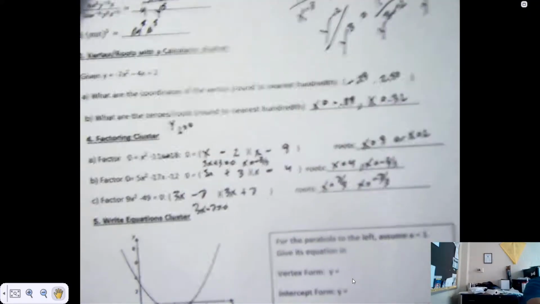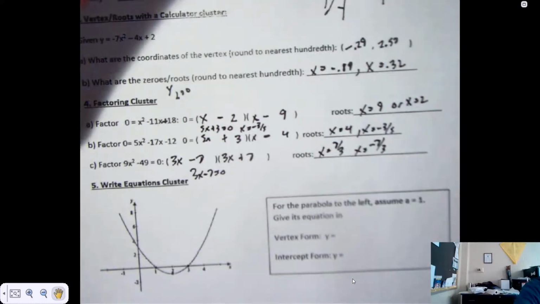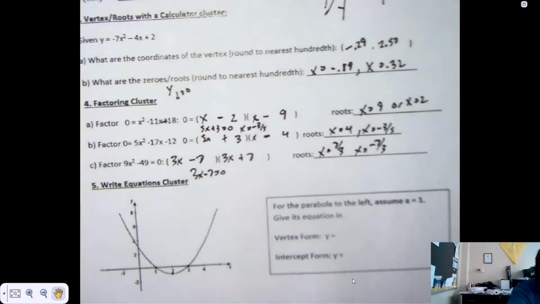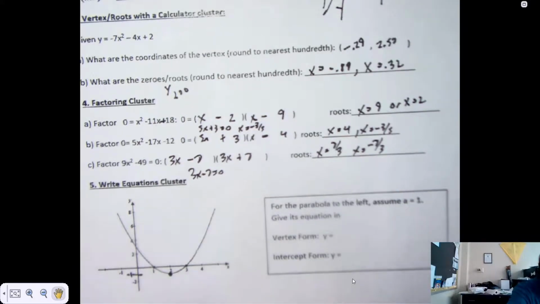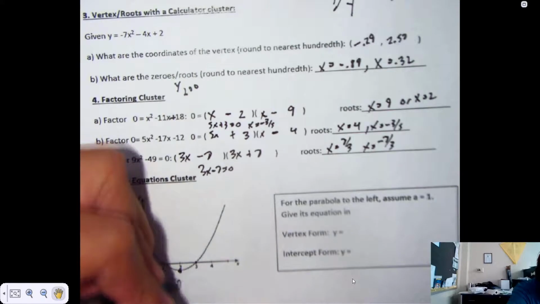And then lastly, you have this guy right here, the right equations cluster. For the parabola left, assume A is 1 and give its equation in vertex form and intercept form. This is probably, yours looks much better on the quiz, at 2, negative 1.